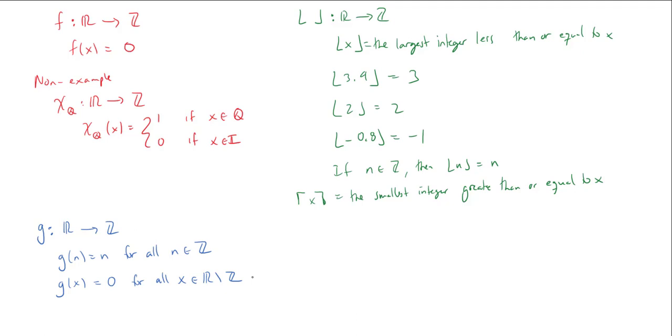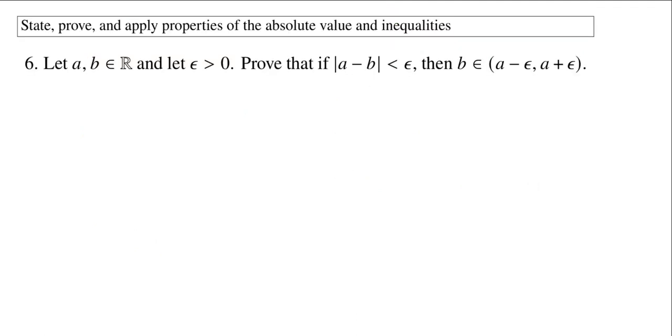So of course, there are lots of ways that you could do this. Let's move on to problem 6 and a new standard. Our next standard is going to be about absolute values and inequalities, and in this problem we want to prove something we've used quite often this semester, namely that if a and b are within epsilon of each other, where epsilon is some positive number, then b is in the coin of radius epsilon around a. That is, b is between a minus epsilon and a plus epsilon.